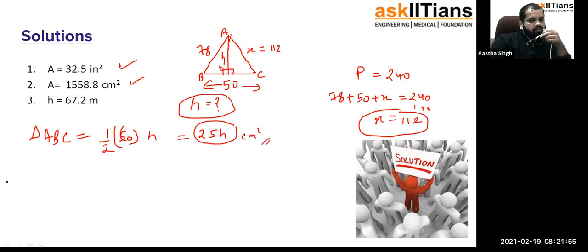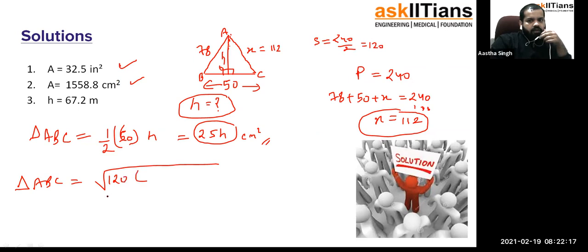And if you use Heron's formula, under root of S, what is S? S is half of the perimeter. So P is 240, so S will be 240 by 2, that is 120, right? So S will be 120. Then subtract: 120 minus 78 will be 42. Then 120 minus 50 will be 70, and 120 minus 112 will be 8, right?